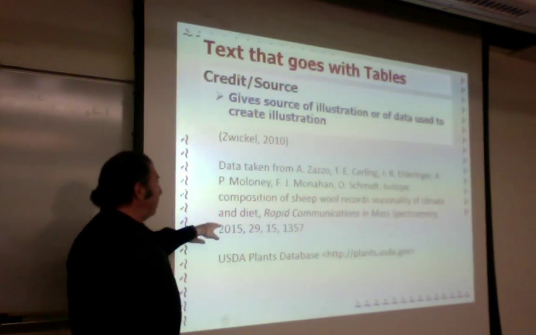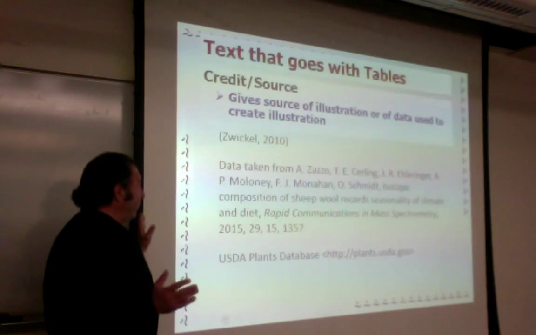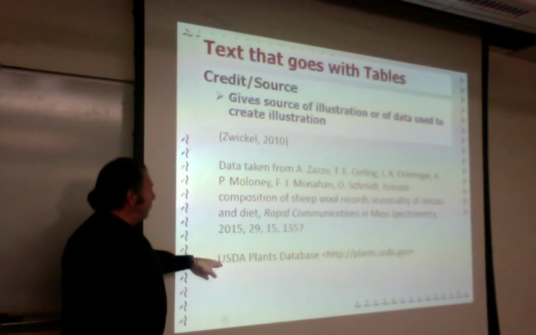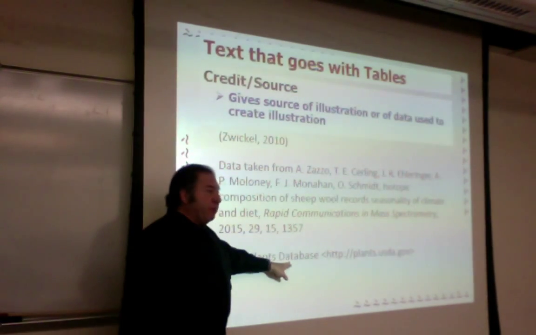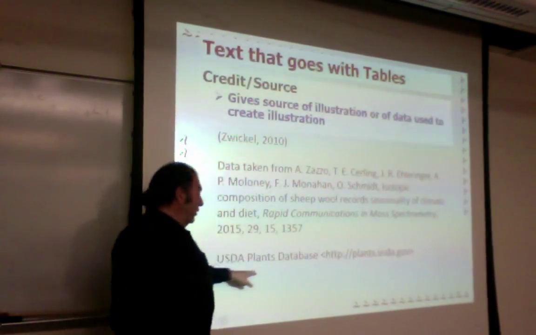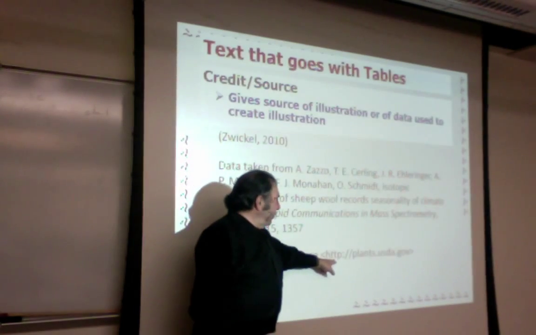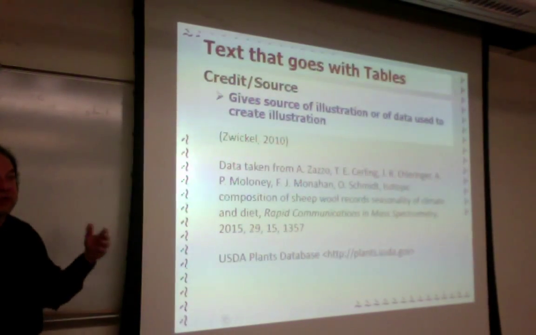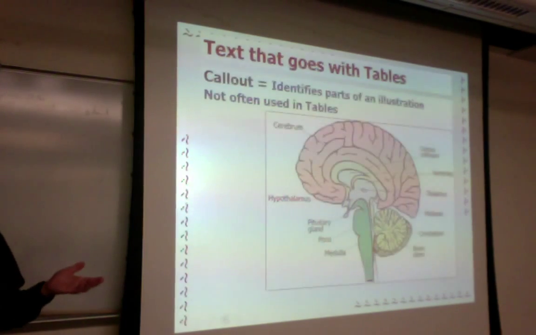This actually came from a journal called Rapid Communications in Mass Spectrometry. And this would be a table that was constructed from data that came from the USDA plants database. And how do you get there? You can go there and you'll see the database. So all of this stuff helps you remain credible and keeps you out of academic dishonesty issues.